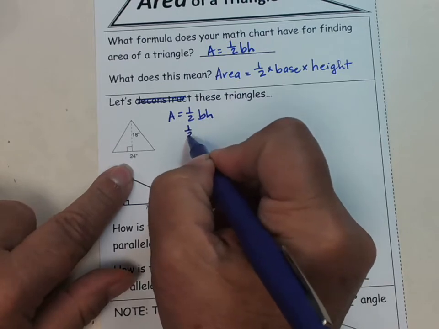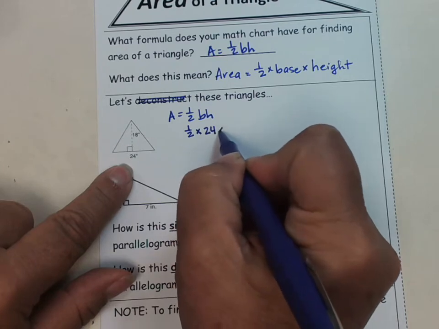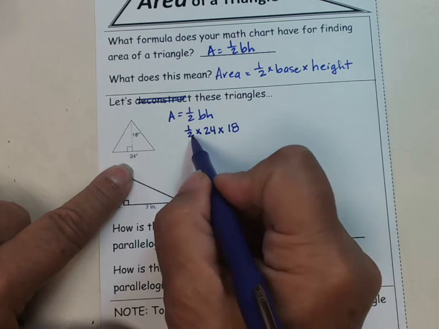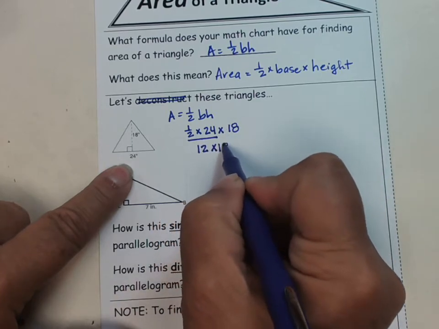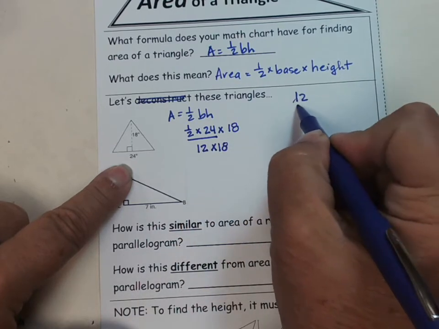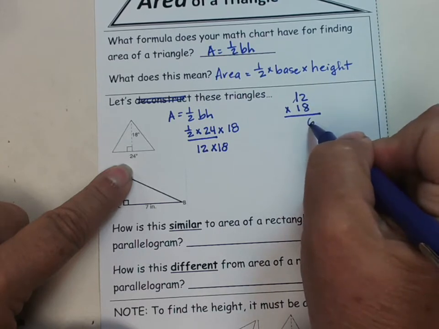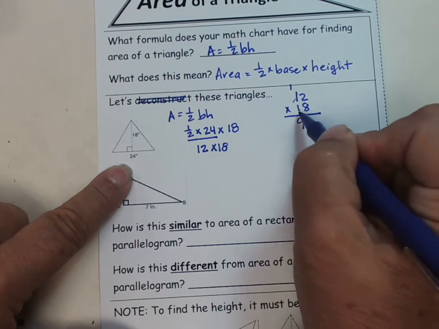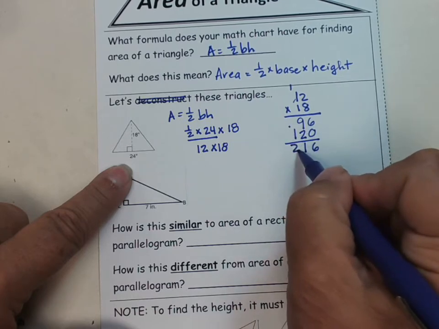So 1/2 times, and the base is 24, and times the height, which is 18. So I'm going to take half of 24, which is 12, multiply that by 18, and I have to do it over here because I don't have that one memorized. 8 times 2 is 16, 9 here. Now we're going to multiply by 10. So 1 times 2 and 1 times 1. Okay, so that's 11. Carry your 1, 216.